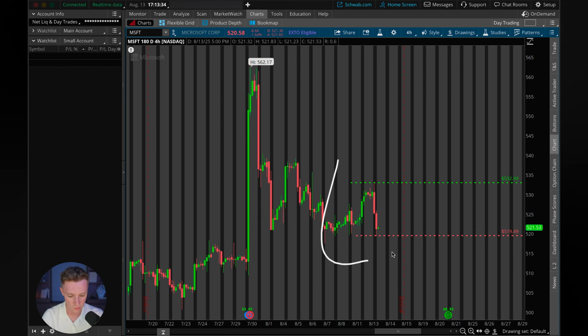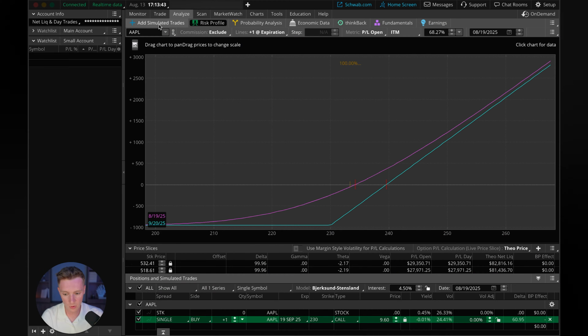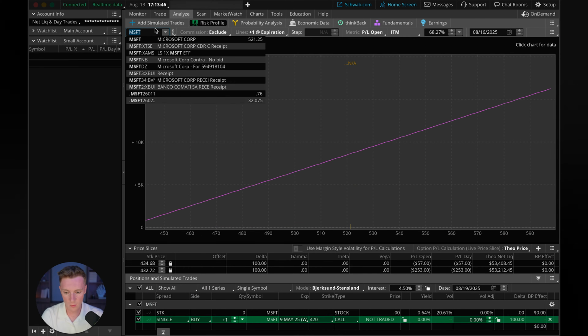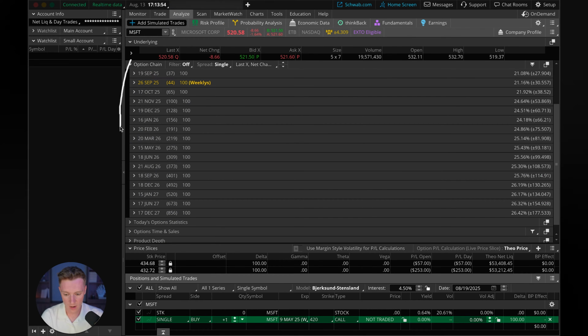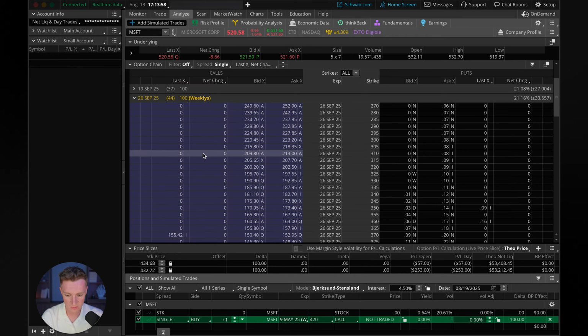So this will again be a theoretical example where we're going to say, hey, if we head over to the Analyze tab here, it's going to be right next to the Trade tab. We're going to pull up Microsoft. We're going to add simulated trades by clicking on Add Simulated Trades. We're going to choose what our expiration date is going to be. Let's say we want to go with the September 26 contracts.